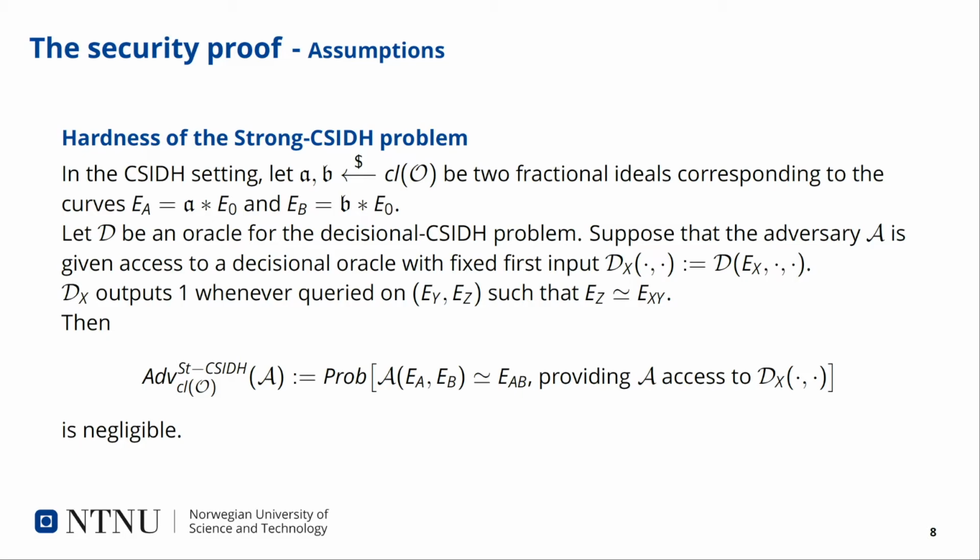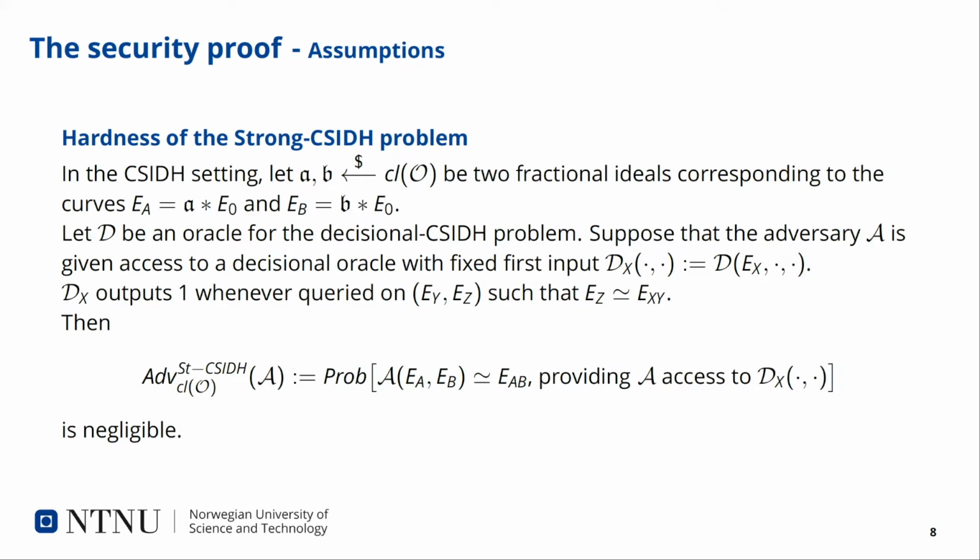The next step is to define a security reduction. So we have to take an allegedly hard problem and build a solver to this problem, starting from an adversary against our protocol. We decided to focus on the strong CSIDH problem, which goes as follows.